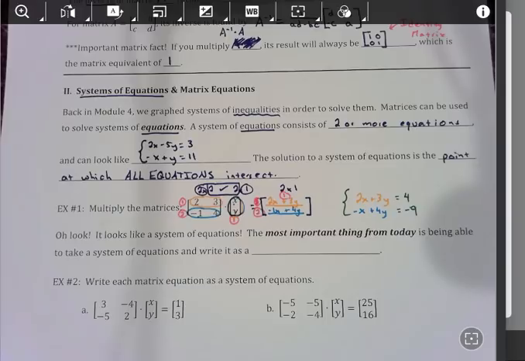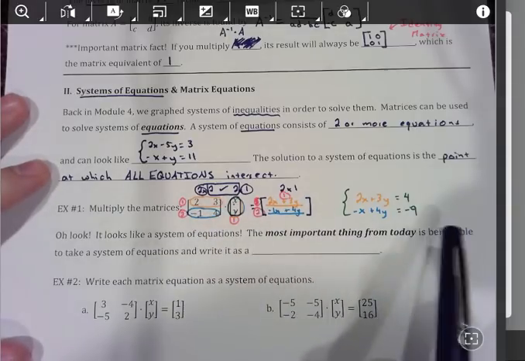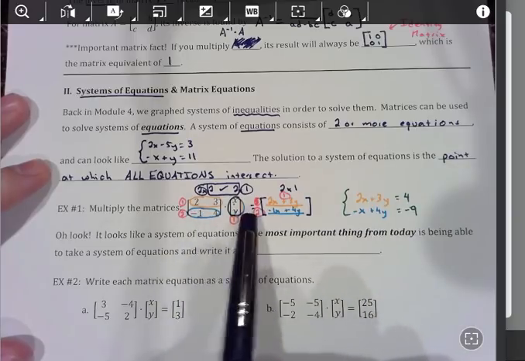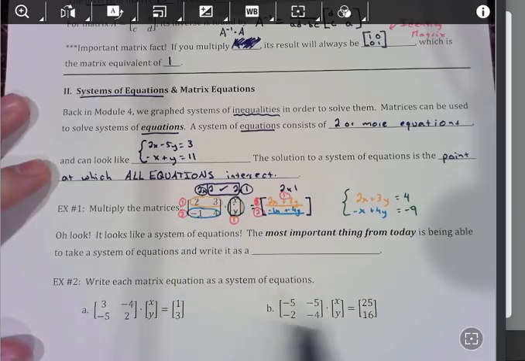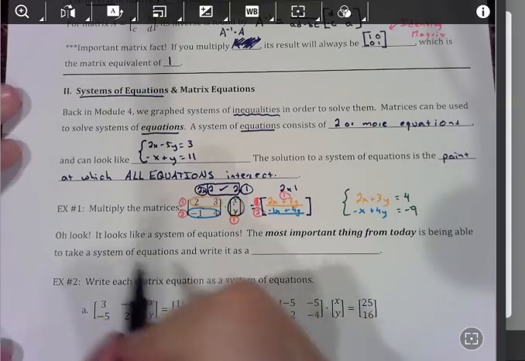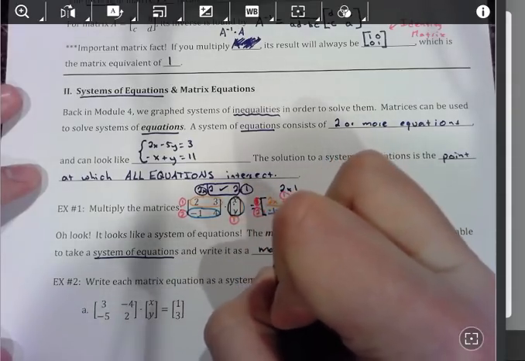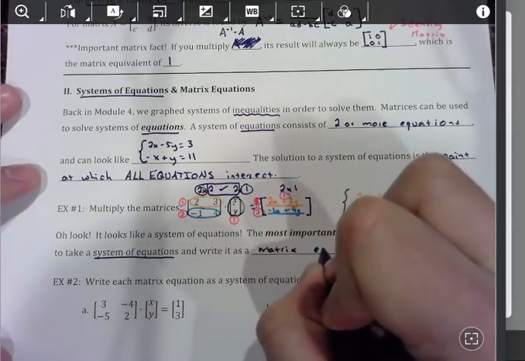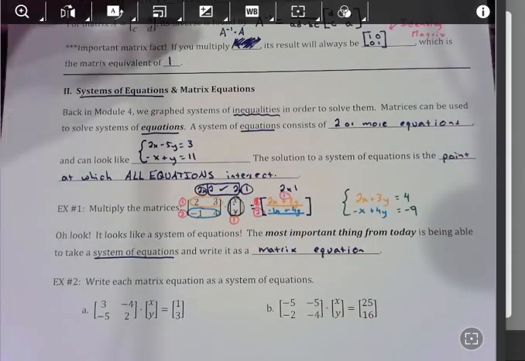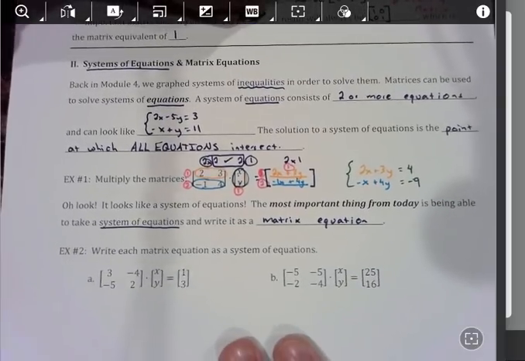So what we have is this system of equations. This thing that we have right here is going to be called a matrix equation, or these things down here are going to be called matrix equations. So the big thing from today is being able to take a system of equations and write it as a matrix equation. Alright, so what do I mean? I mean exactly what we're going to look at right here.